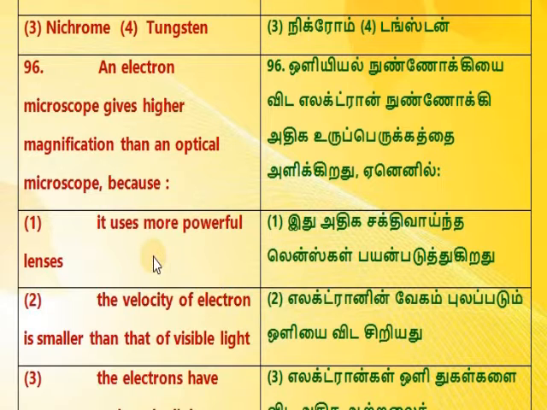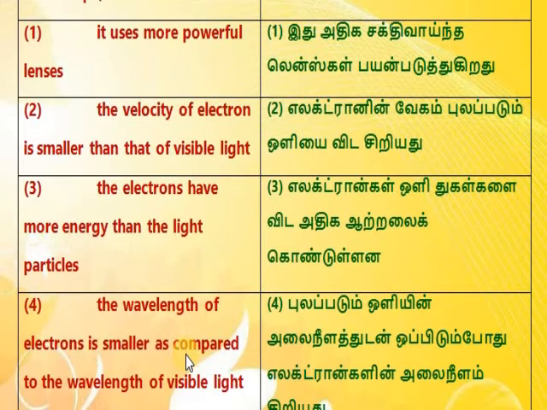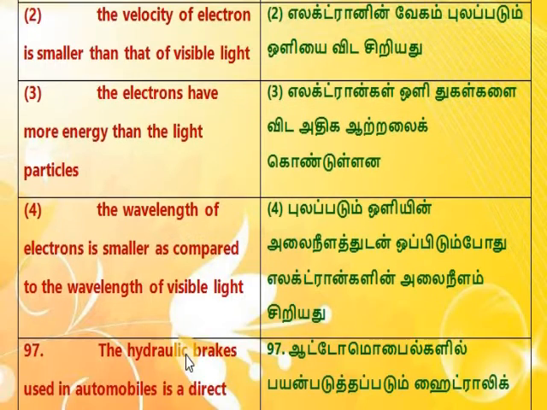96. An electron microscope gives higher magnification than an optical microscope, because 1. It uses more powerful lenses, 2. The velocity of electron is smaller than that of visible light, 3. The electrons have more energy than the light particles, 4. The wavelength of electrons is smaller as compared to the wavelength of visible light.